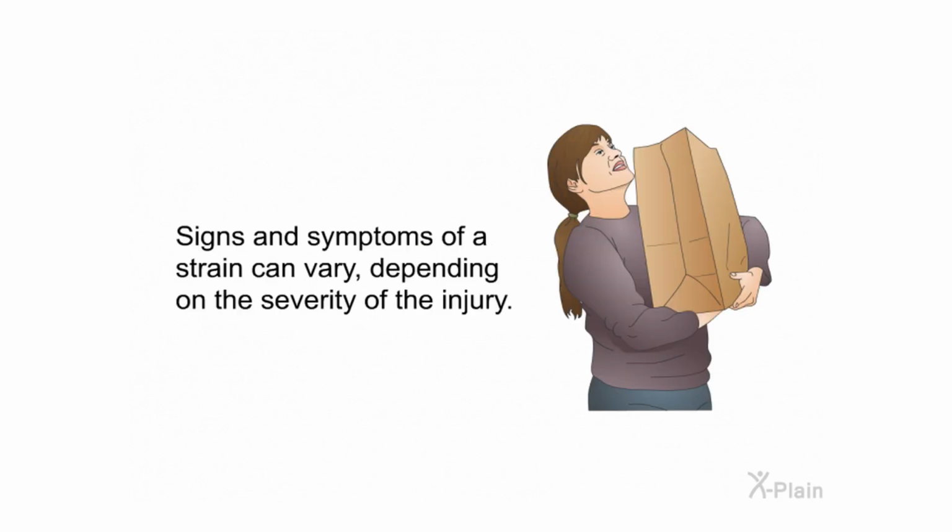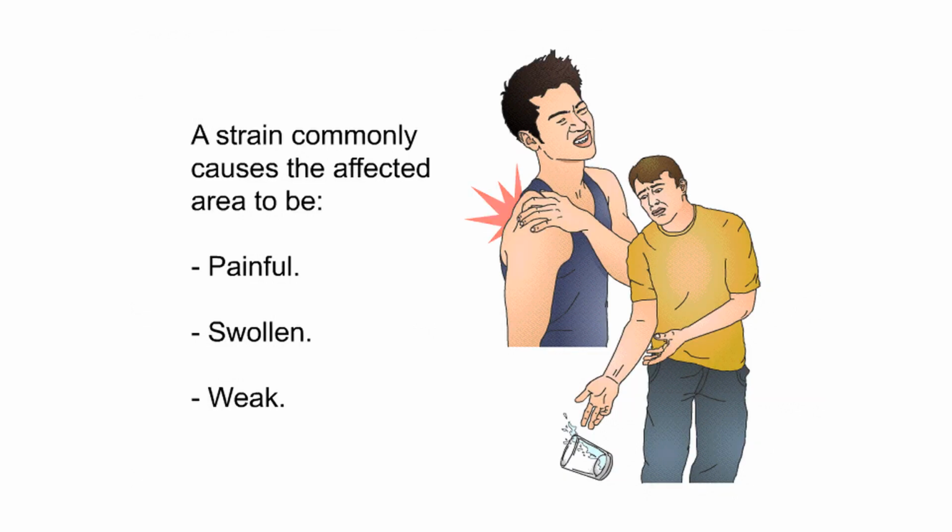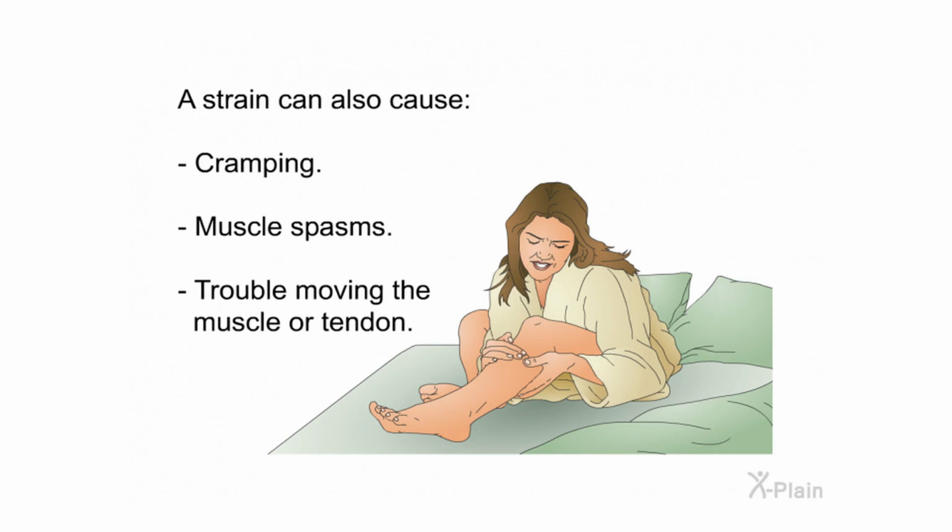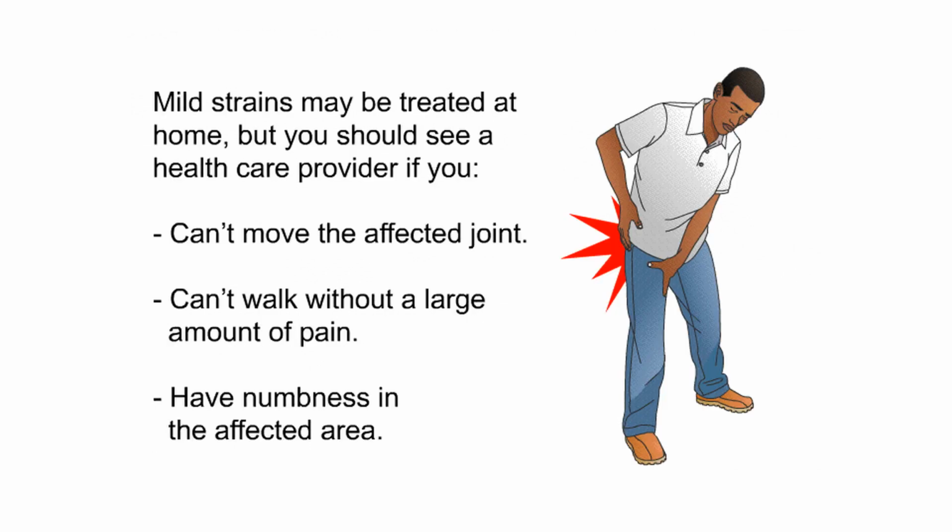Symptoms. Signs and symptoms of a strain can vary depending on the severity of the injury. A strain commonly causes the affected area to be painful, swollen, weak. A strain can also cause cramping, muscle spasms, trouble moving the muscle or tendon. Mild strains may be treated at home, but you should see a healthcare provider if you can't move the affected joint, can't walk without a large amount of pain, have numbness in the affected area.